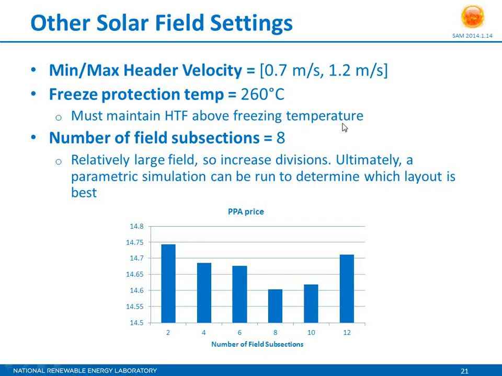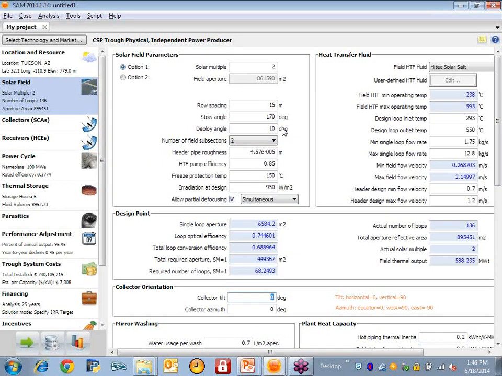We also need to make sure, because we've got our salt in there, that we have a freeze protection temperature sufficient to prevent it from freezing. So we look here, and that freeze protection temperature shows up. We'll do 260. So 260 is high enough to keep it above the minimum, but is also below the minimum of the operation temperature in the field. So this is another one of those parameters that we can actually optimize later.